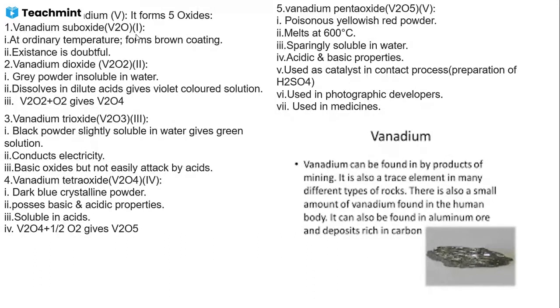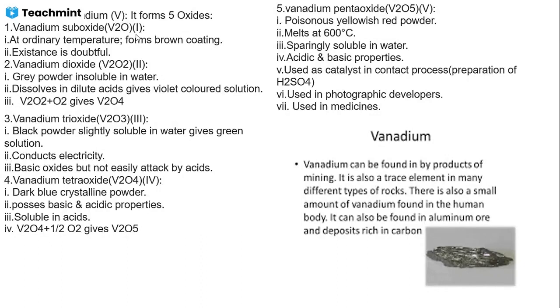Then vanadium in the +4 state is a dark blue crystalline powder with basic and acidic properties, soluble in acids, and when it comes in contact with oxygen it gives the pentoxide. The pentoxide is a poisonous yellowish red powder, melts at 600 degrees centigrade, sparingly soluble in water, with acidic and basic properties. It is used as a catalyst in the contact process, that is, in the preparation of H2SO4. It is also used as a photographic developer and as a medicine.